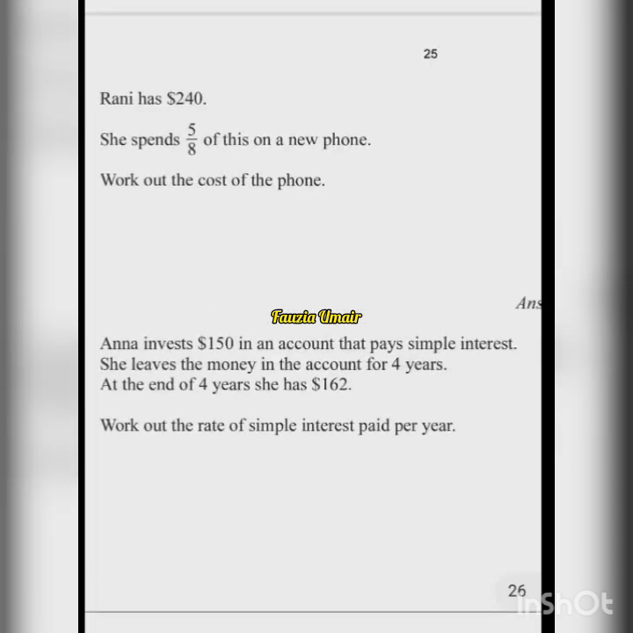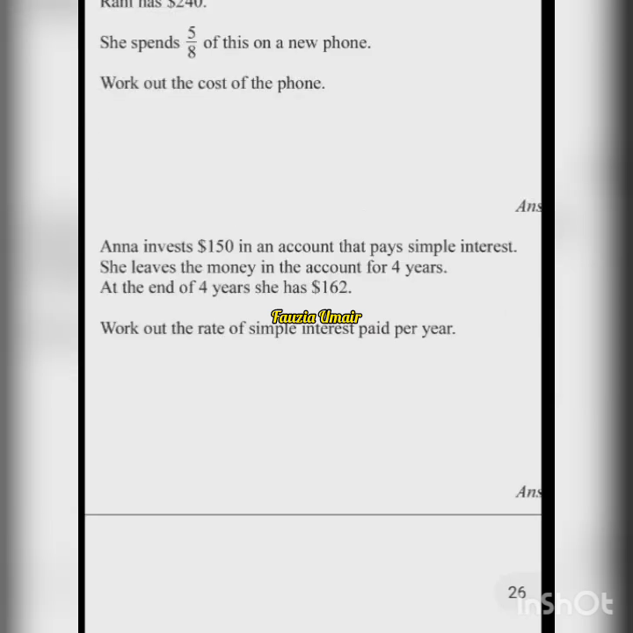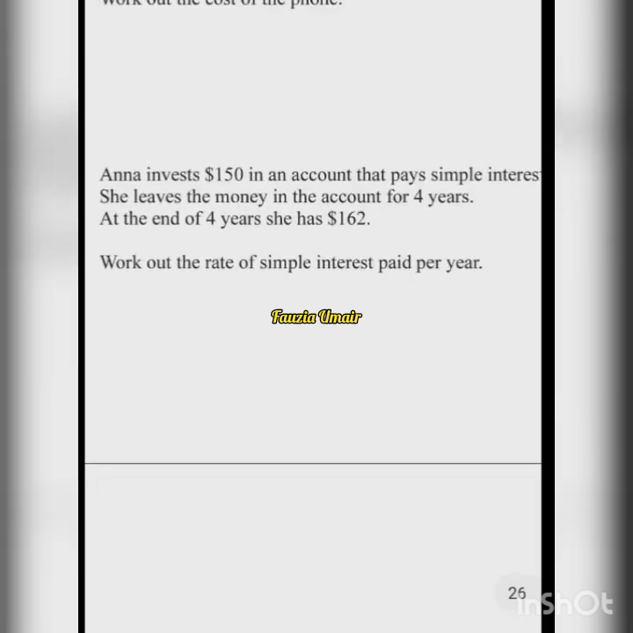So the question is Anna invests $150 in an account that pays simple interest. She leaves the money in the account for 4 years. At the end of 4 years, she has $162. So we need to find out the rate. The formula is the same formula. This time we need to find out the rate instead of the simple interest. So we know that the formula is simple interest is equal to PRT by 100.